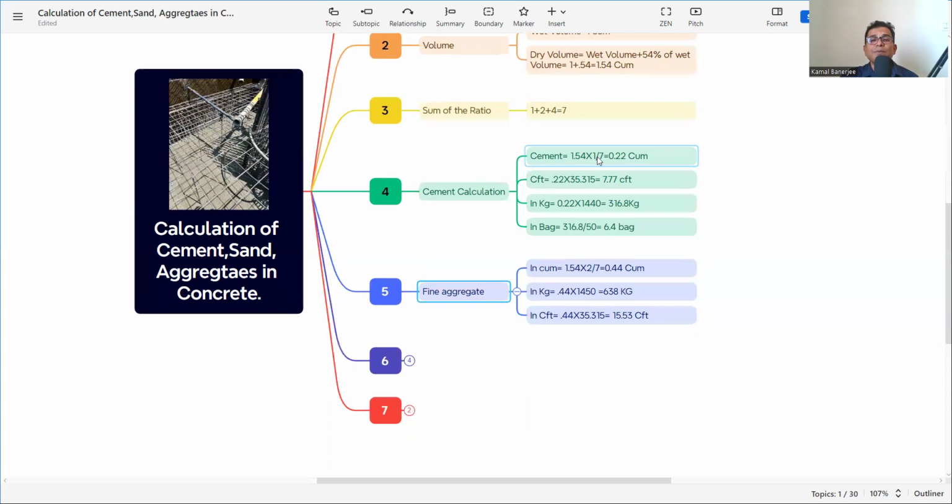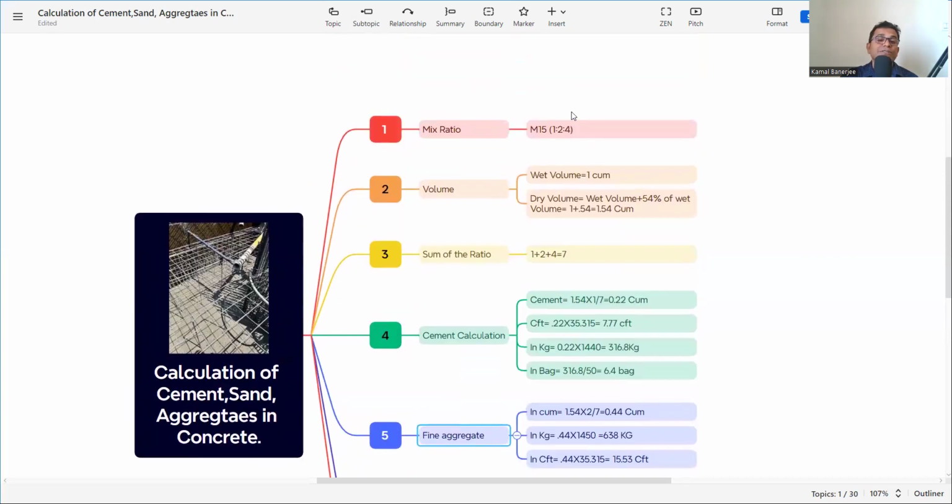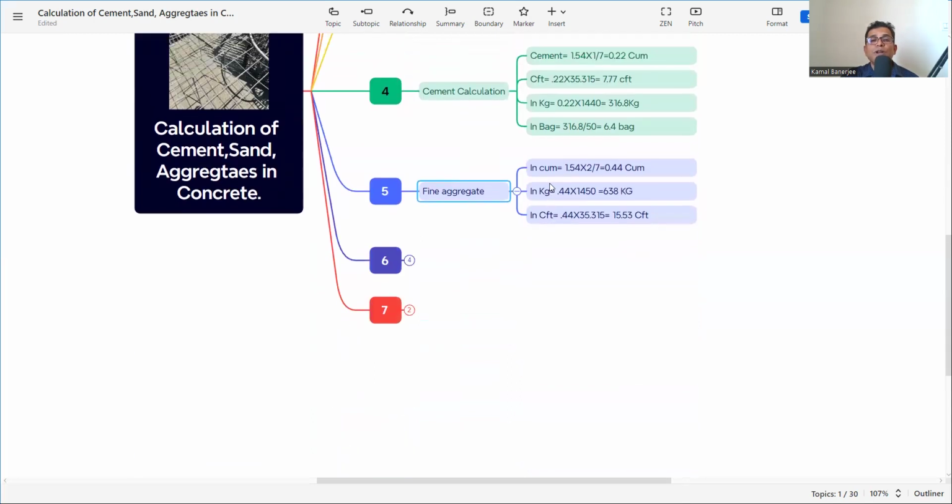So what will be the total sum of the ratio? 7. And what is the percentage of fine aggregate, or the sand, in the mix? That becomes 2. So what will be the formula? In cubic meter, 1.54. Why cubic meter? Because 1.54 is in cubic meter. It's not in CFT or kg, because it's the wet condition.